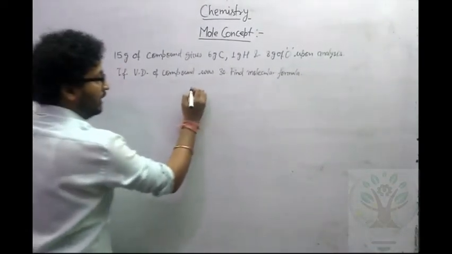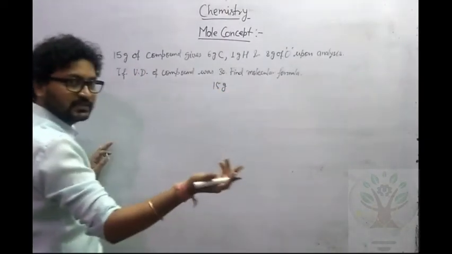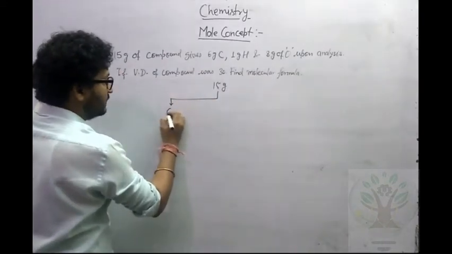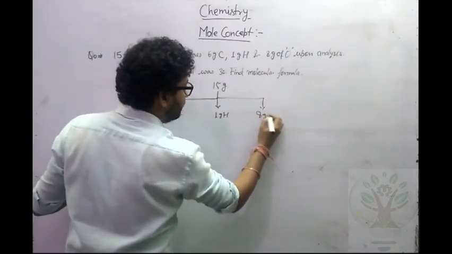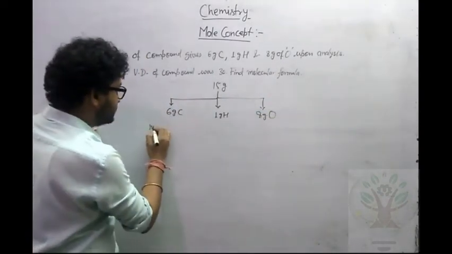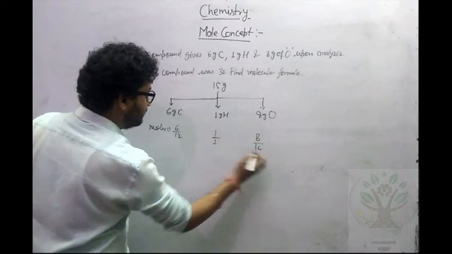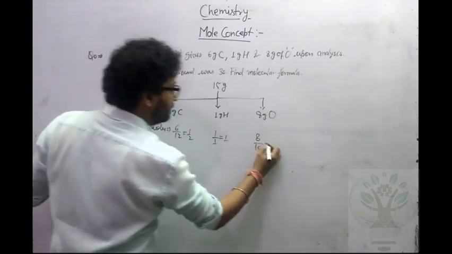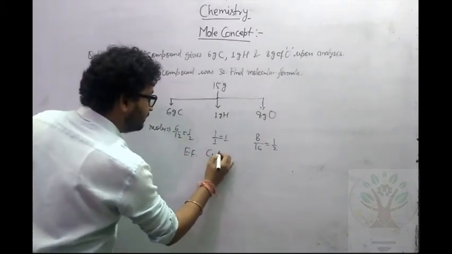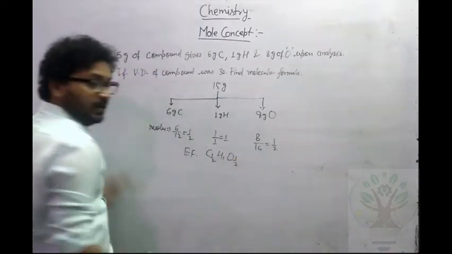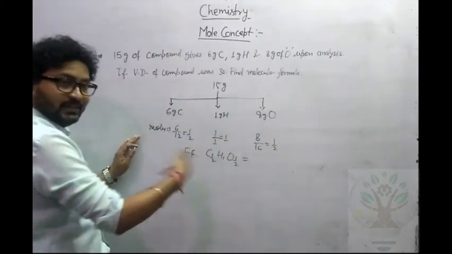So how will I do this? They have given the weight of the compound as 15 gram, so let's take 15 gram directly. No need to assume this time. So 15 gram of compound contains 6 gram carbon, 1 gram hydrogen and 8 gram oxygen. Again the same steps, moles: 6 by 12, 1 by 1, 8 by 16: half, 1, half. So the empirical formula will come as C half, H1, O half. Don't leave it like this, simplify it. It is not a simple ratio. So I will multiply everything by 2.